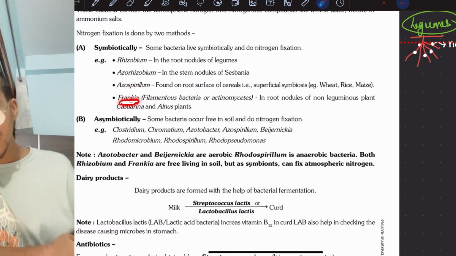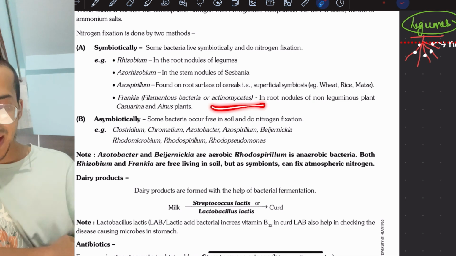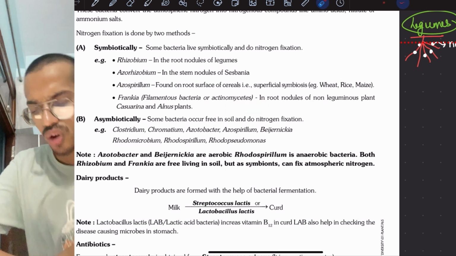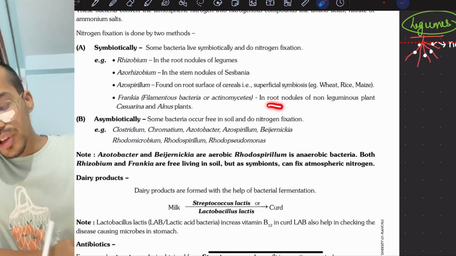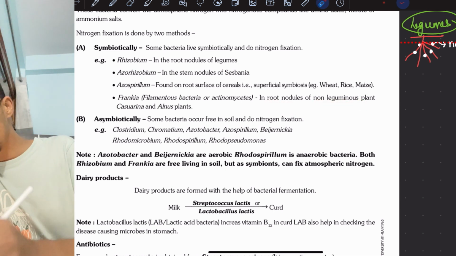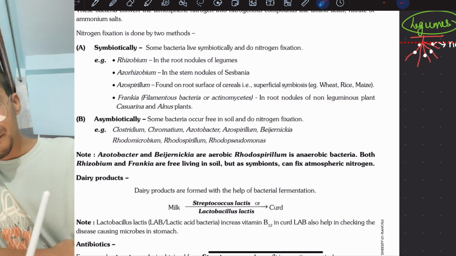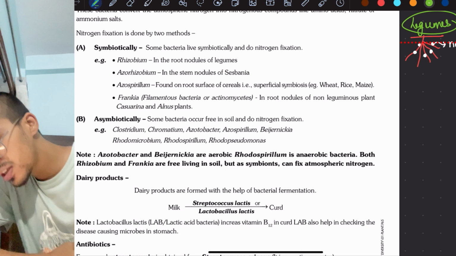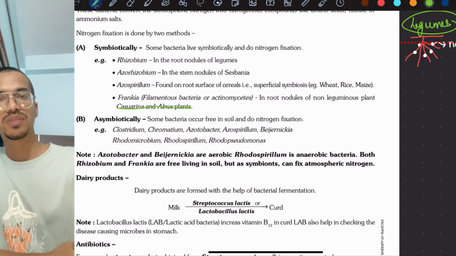Frankia, these are filamentous and they are a type of actinomycetes. What are they? We will learn later on. They are present in the root nodules of non-leguminous plants. You don't have to remember the two examples, but at least you have to remember this much.